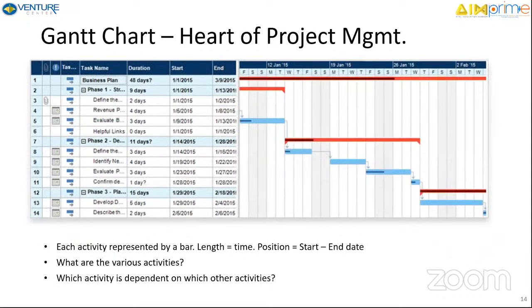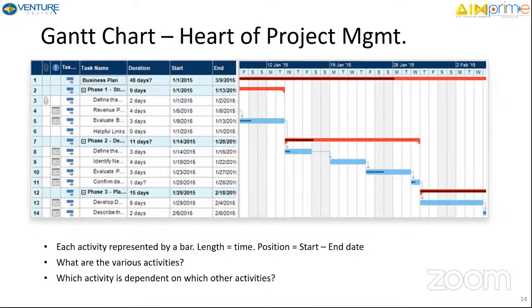So what does it typically look like? Each bar on the Gantt chart represents an activity. And the length of the bar is typically equivalent to the time taken. So if something is going to take 2 days, then the length of the bar will be proportionate to 2 days. If something is going to take 8 days, then the length of the bar is going to be 4 times the length of the earlier bar. The position of the bar, what you see on the right side is a calendar.